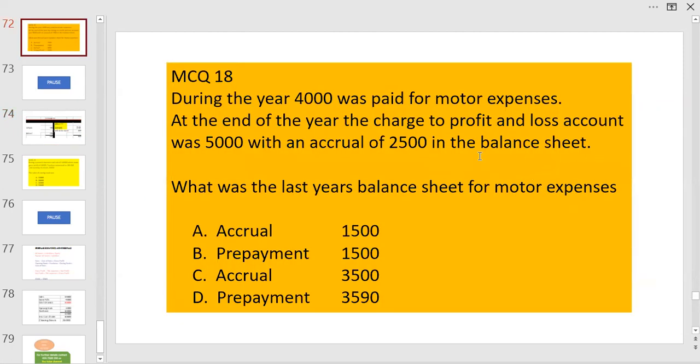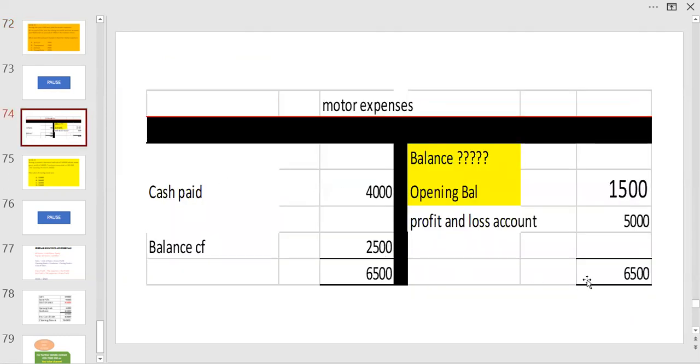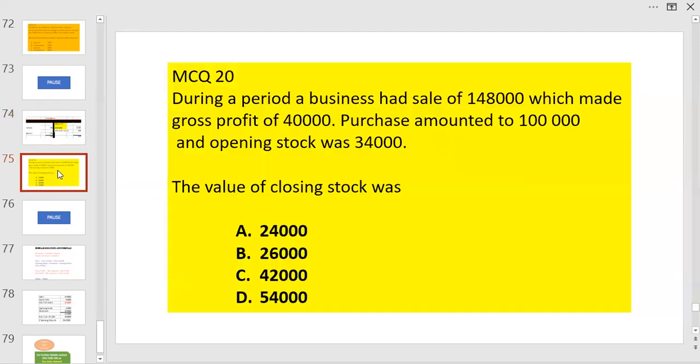There is an accrual of 2,500. That means at the end of the year, there should be a credit balance of 2,500. In order to get 2,500 here, we will have to introduce an entry here. So if you see these two accounts, when you balance it, there's a difference of 1,500. What could be that difference? Quite naturally, it is the opening balance, or the balance shown as an accrual in the last balance sheet. We'll move on to the next question.